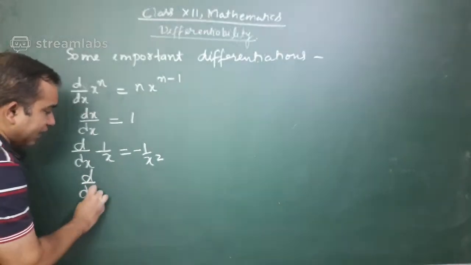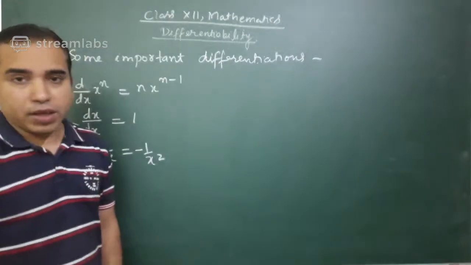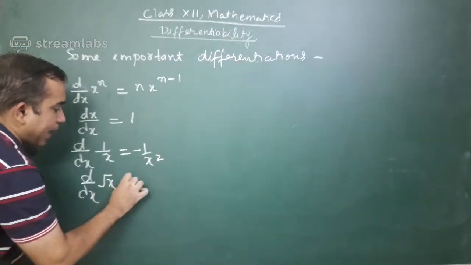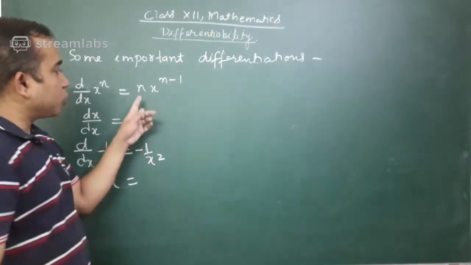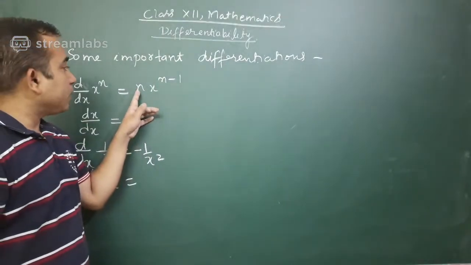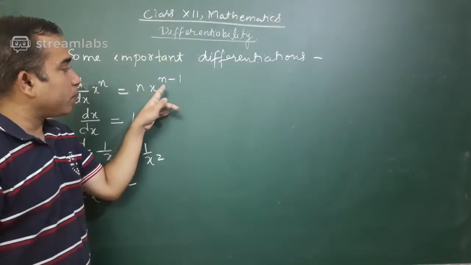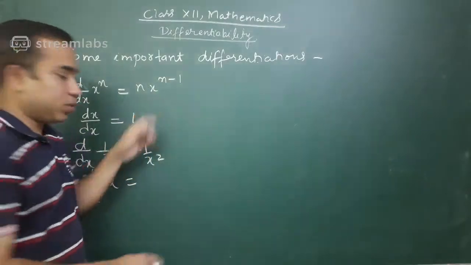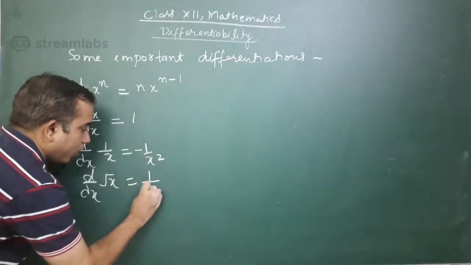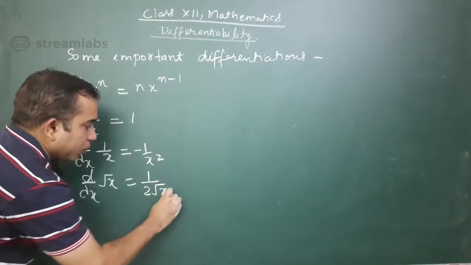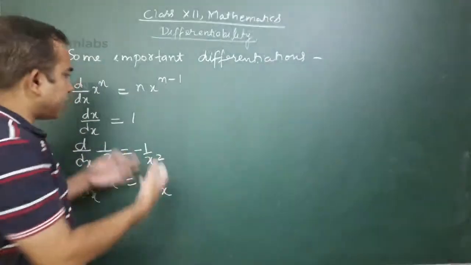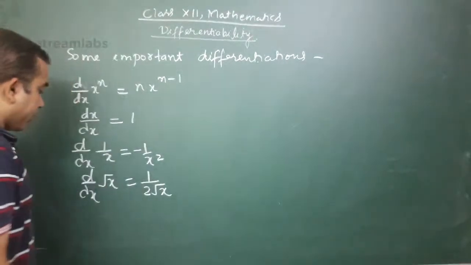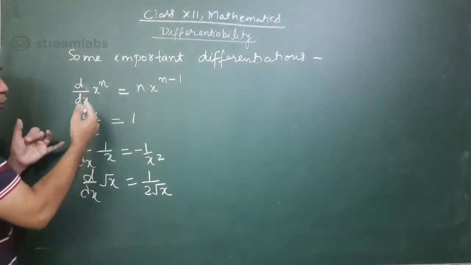And d upon dx, if I put n equal to half, then x to power half, that is root x, will be equal to half x to power 1 by 2 minus 1, x to power minus 1 by 2, 1 upon root x. So it will be 1 upon 2 root x. Okay, so I worked this out in rough, you can directly write it, and we will use them directly. We have to keep it remembered in short. Okay, so this is about x to power n.